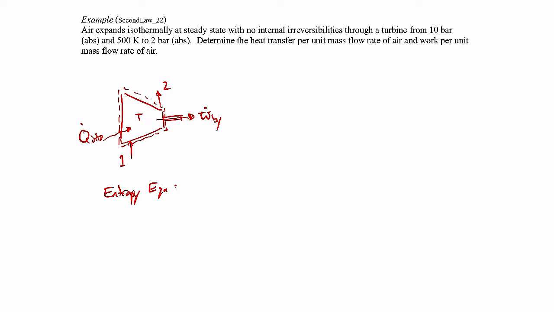And it'll be the rate form, since there's a mass flow rate going in and a mass flow rate going out. Everything's in terms of a rate. Okay, so here is our entropy equation for that control volume. Let's go ahead and simplify things.